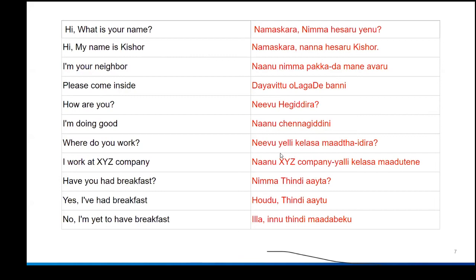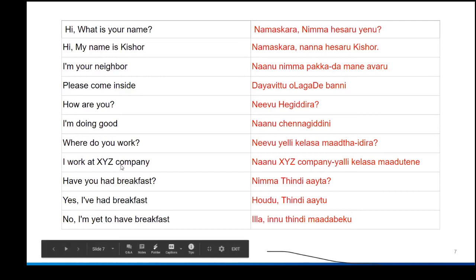Okay, so now let me give you an example. I want to ask, where are you eating? So I could ask, ನೀವು ಎಲ್ಲಿ ಊಟ ಮಾಡ್ತಾ ಇದ್ದೀರಾ? Here I've only changed the word work. Kelasa is work. I could replace that with uta because I'm talking about a meal, and I'm asking, where are you eating? I want to know where the person is eating. Okay? Got it. All right.